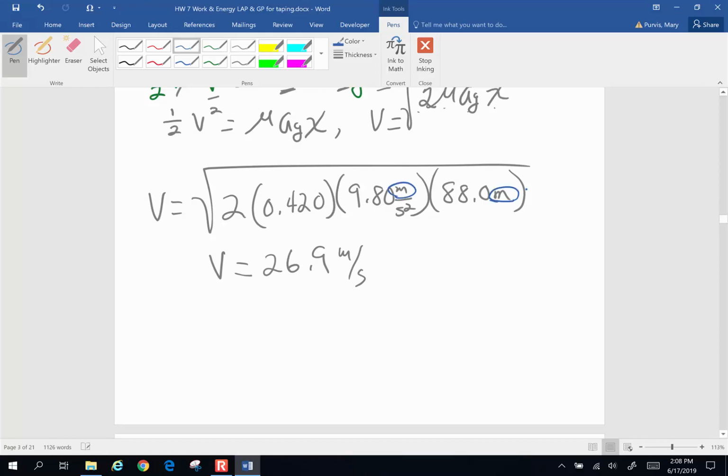Meters times meters is meters squared divided by seconds squared, and all of this was under the square root sign. Square root of meters squared per second squared is meters per second. That is good.